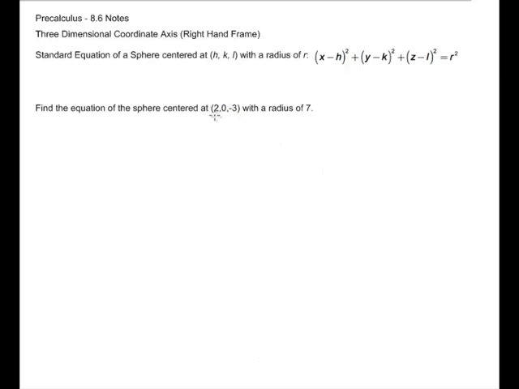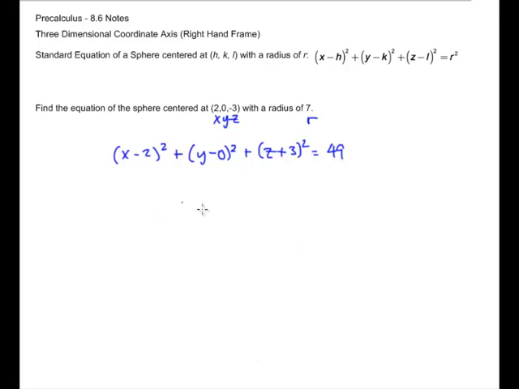So anyway, just to show you how this is done, we're going to look at an equation of a sphere centered at (2, 0, -3) and a radius of 7. And this really is as simple as substituting in 2, 0, and -3 for h, k, and l. And so what that's going to end up with is x minus 2 squared plus y minus 0 squared plus z plus 3 squared equals 49. It really is that easy.